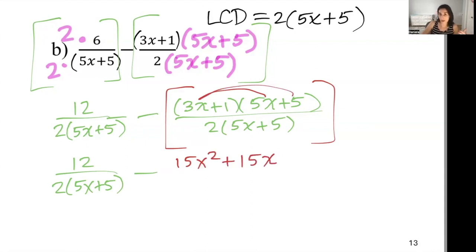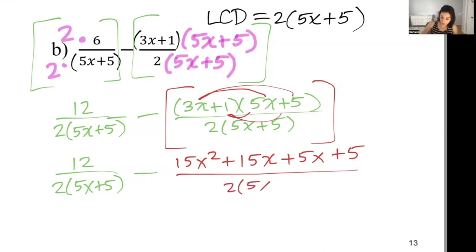If you want to FOIL, you can. I always just distribute. So we distributed the 3x. Now we're going to distribute the 1, right? 1 times 5x, so that would be plus 5x. And then 1 times 5, so that's plus 5. And then that's all over that denominator that we didn't touch as well.